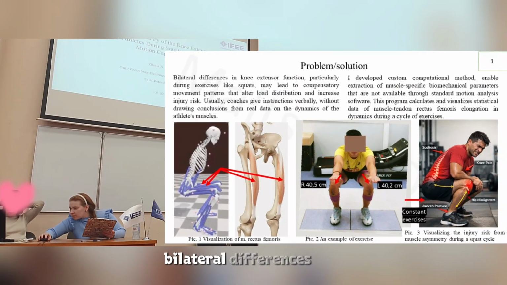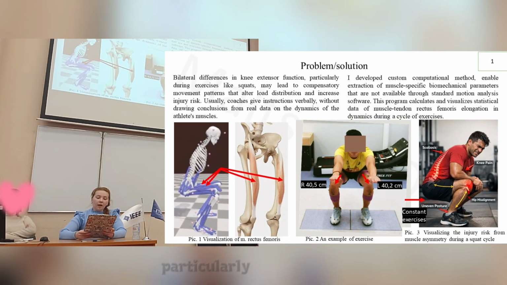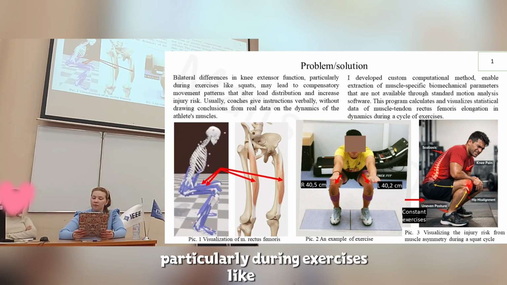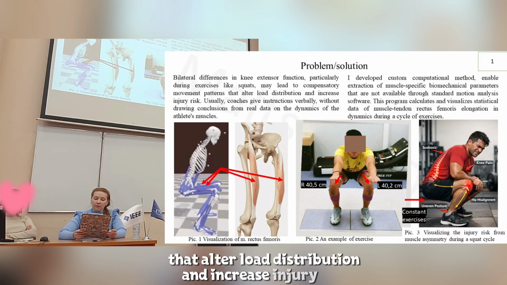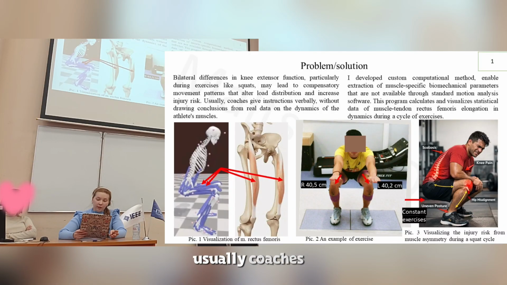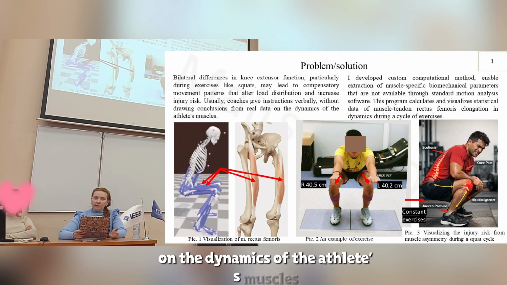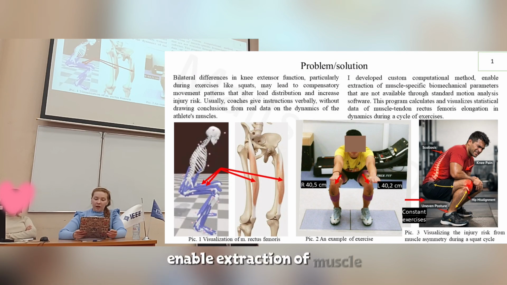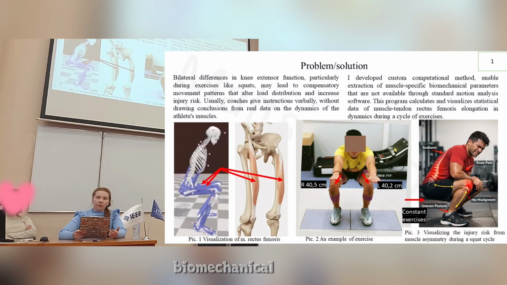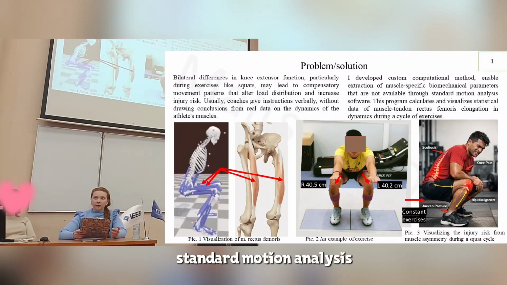Bilateral differences in knee extensor function, particularly during exercises like squats, may lead to compensatory movement patterns that alter load distribution and increase injury risk. Usually, coaches give instructions verbally without drawing conclusions from real data on the dynamics of the athlete's muscles. I developed custom computational methods that enable extraction of muscle-specific biomechanical parameters that are not available through standard motion analysis software.